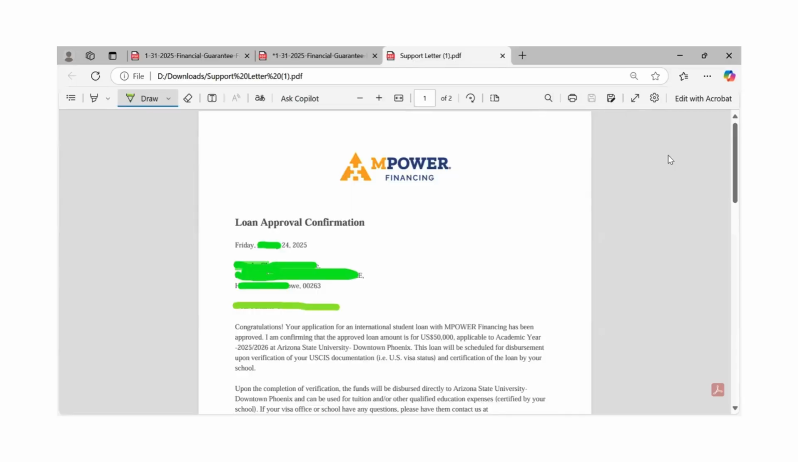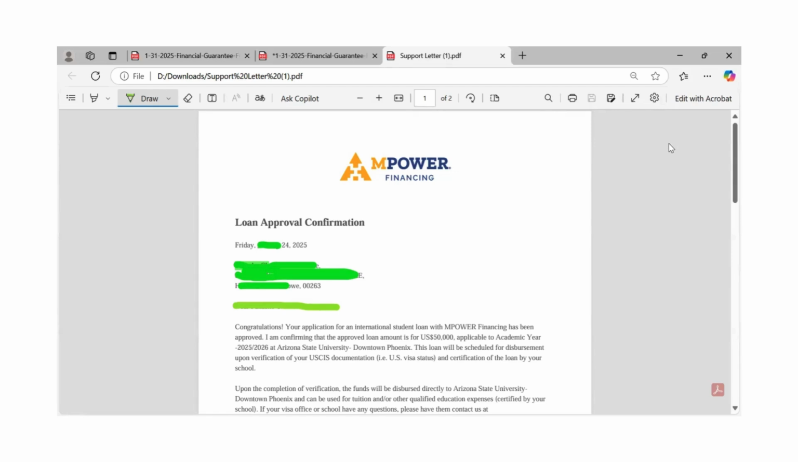So once you have filled in the financial guarantee form, the next step is to put your financial supporting documents into one PDF, right? So you have a scholarship letter, and you also have a loan letter, and maybe you have a personal bank account statement. So you need to put these documents into one PDF. So how do you do that? I'll quickly show you how to do that.